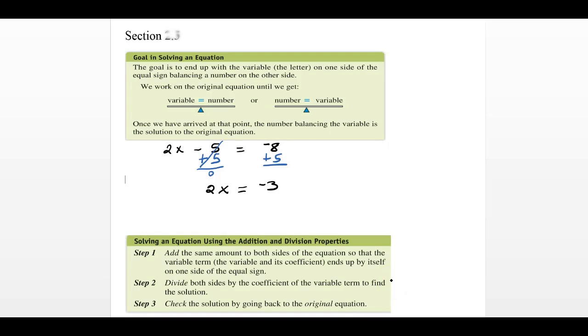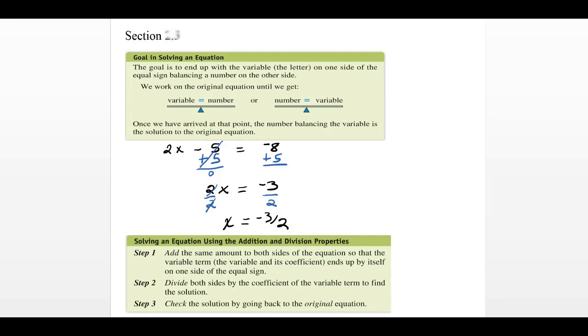Our second step, we must divide by the coefficient of the variable term. In this case, the coefficient is +2 in order to find the solution. So by dividing one side by 2, I must balance my equation and divide the opposite side by the same number. This allows my 2's to divide out, leaving me with my letter, or my variable x, equals -3/2.